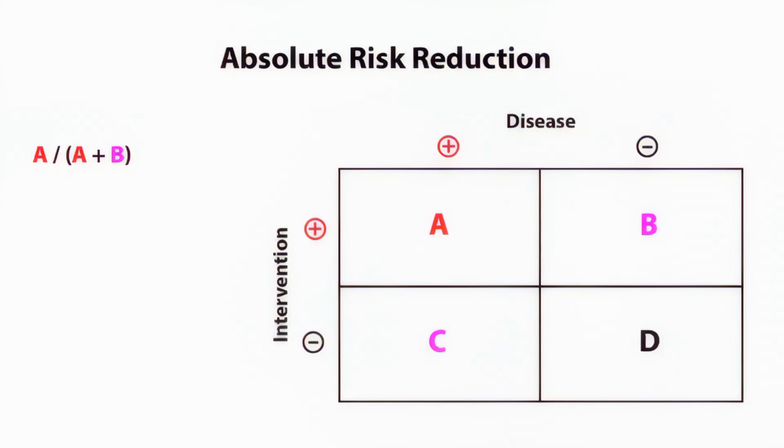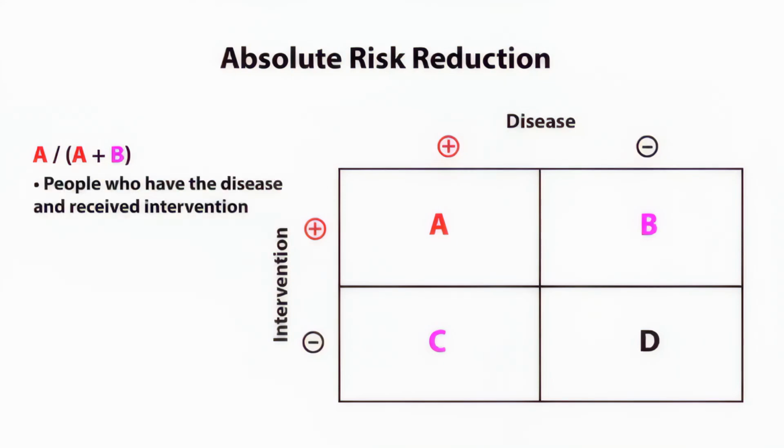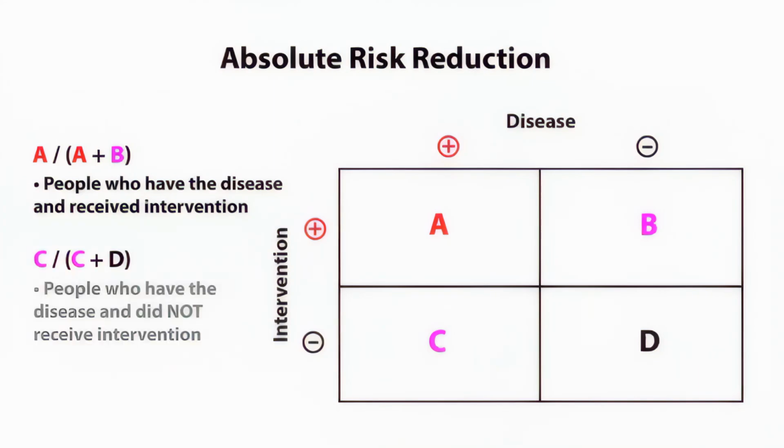In other words, A over A plus B becomes the proportion of people who have a disease from amongst all of those who receive the intervention, like a study drug. C over C plus D becomes the proportion of people with a disease out of the entire population that did not receive the intervention or study drug.